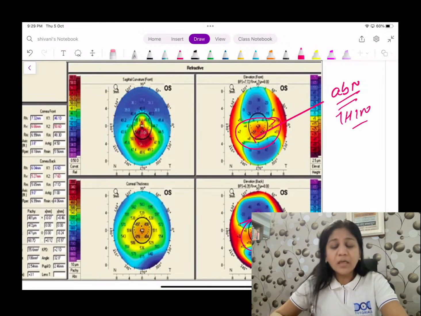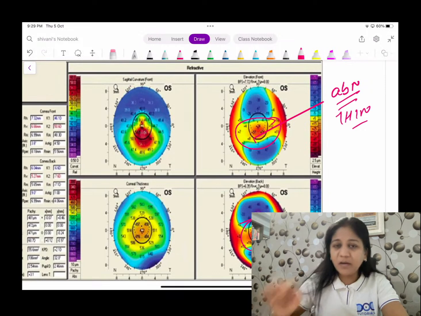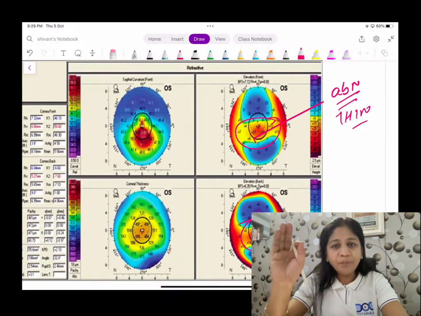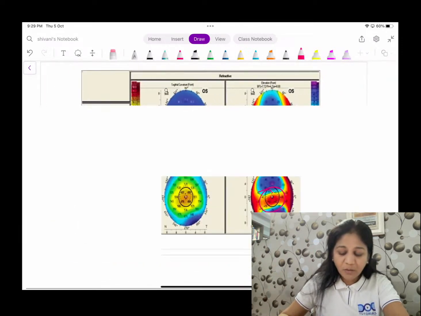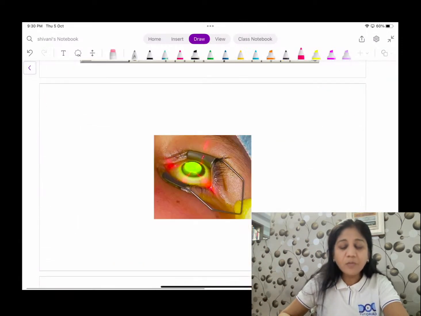Okay friends, green means good. Green means normal. Green is a normal signal. So green is a normal Pentacam and red is an abnormal Pentacam. So you can remember like that. It's an easy topic. Now friends, if we talk about the treatment, so how to treat?